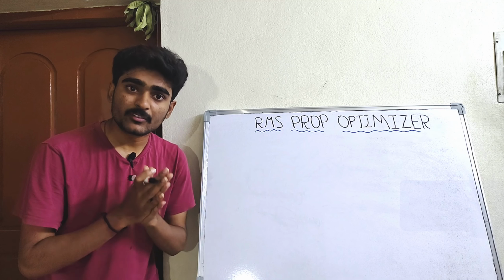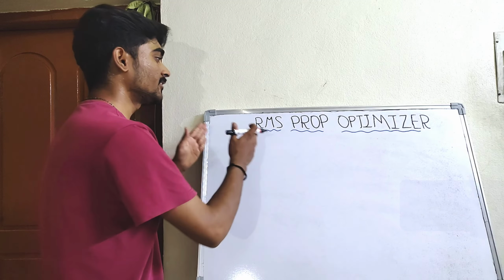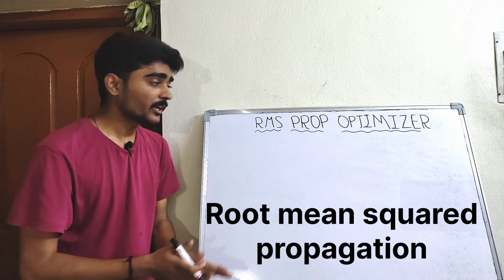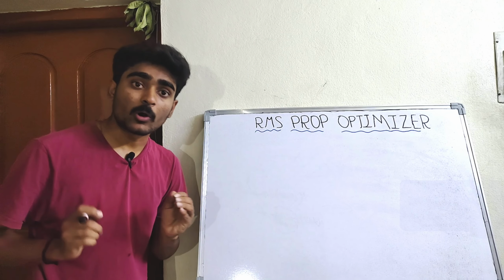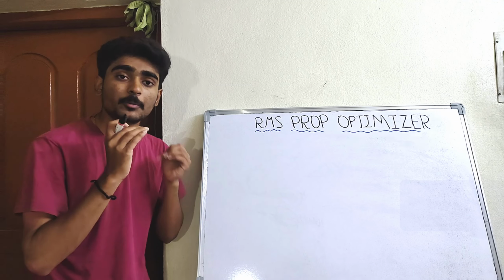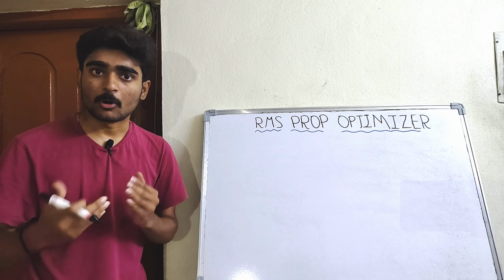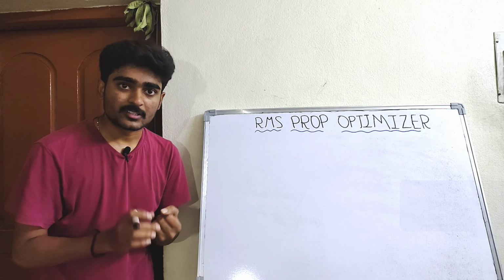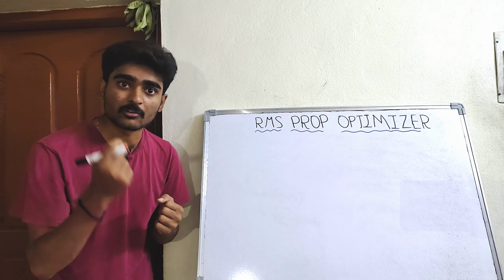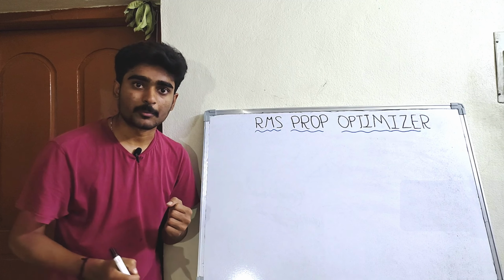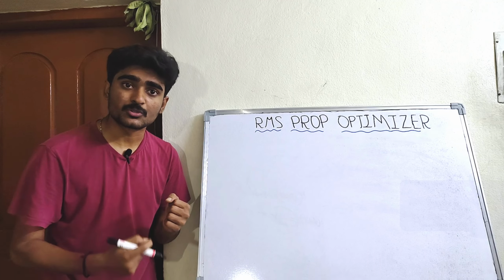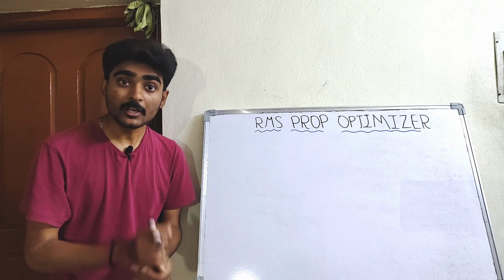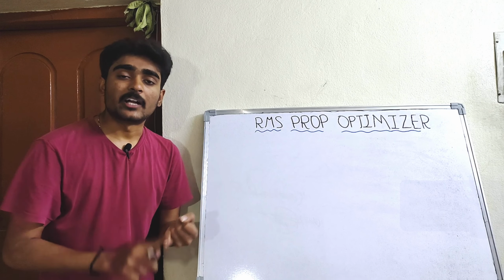In this video, we'll be discussing our fourth optimizer, that is the RMSProp optimizer. Before discussing what the RMSProp optimizer is, we'll discuss why it was introduced. In our previous video, we discussed the AdaGrad optimizer. We have seen the major limitation of the AdaGrad optimizer, that is, it is unable to reach its global minimum point.